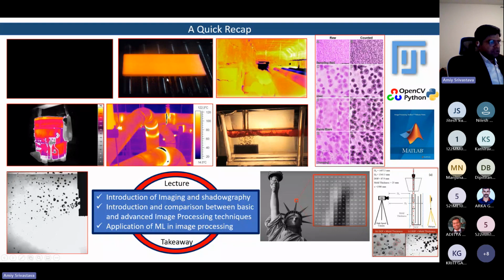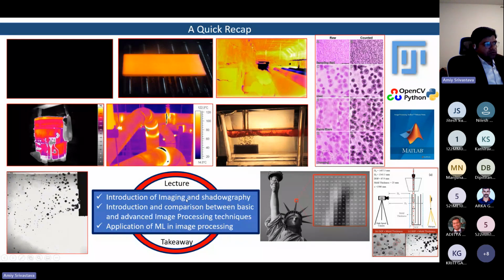We also learned a very interesting thing yesterday, that in such physical models, we have to use shadowgraphy, because the background and foreground should be distinct, and only then can image processing software sense or analyze those objects. So that's why we implemented shadowgraphy. We talked about shadowgraphy a lot yesterday.